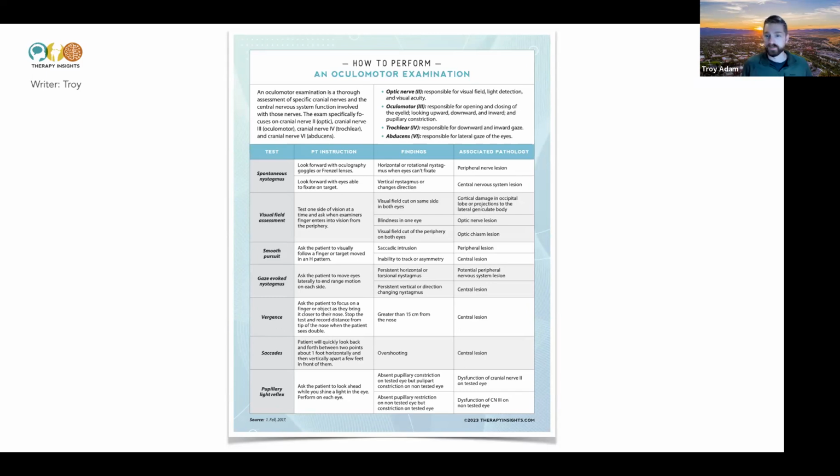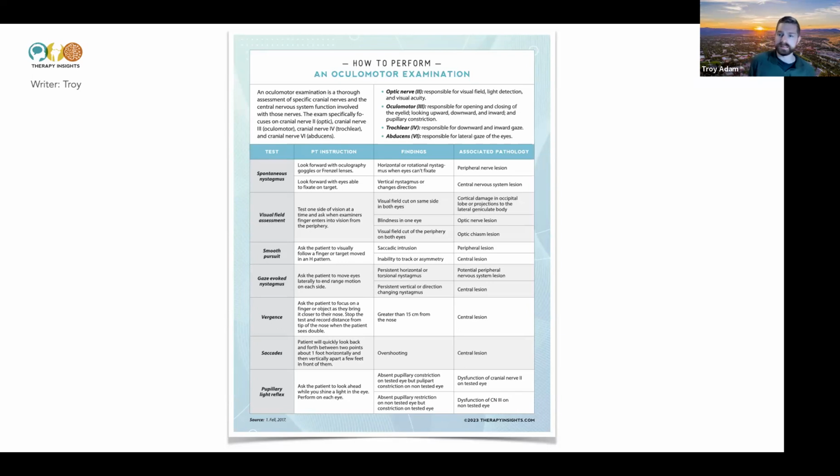What I'm looking for is what's called saccadic intrusion, which means the inability to track that for a moment and then it catches up, or things like that. Saccadic intrusions are often associated with peripheral lesions, and then just the inability to track or inability to see, right? We might be looking at more of a central lesion.